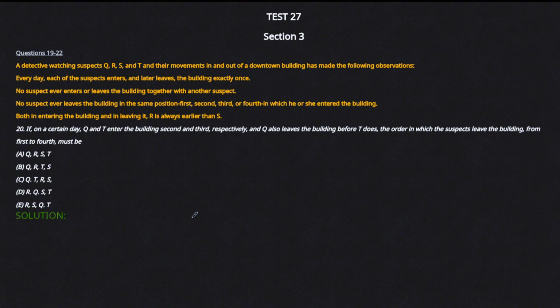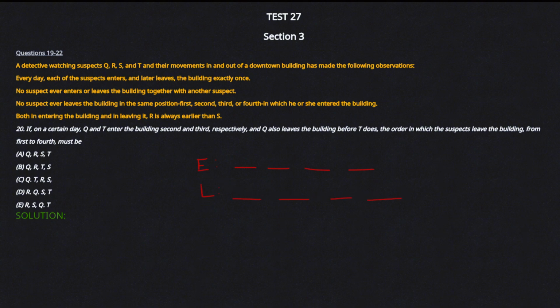Question number 20. If on a certain day Q and T enter the building second and third, respectively, and Q also leaves the building before T does, the order in which the suspects leave the building from first to fourth must be. Okay, let's just draw out the criteria. With E, I'm denoting entering, 1, 2, 3, and 4. And with L, I'm denoting leaving, which is 1, 2, 3, and 4 as well.